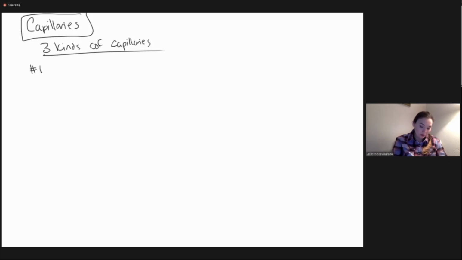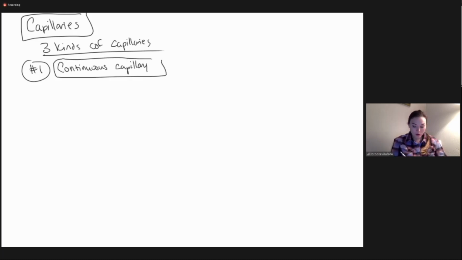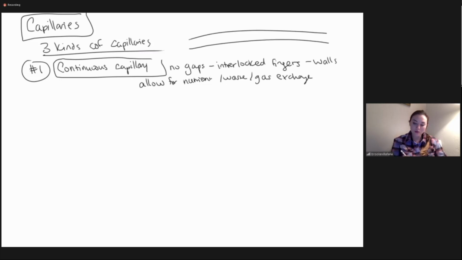Number 1 is called the continuous capillary. The continuous capillary has no gaps. It is interlocked fingers. So basically the walls allow for nutrient, waste, and gas exchange. They are really great at allowing things to pass through their walls, like oxygen, carbon dioxide, and waste products. So this would be our continuous capillary.